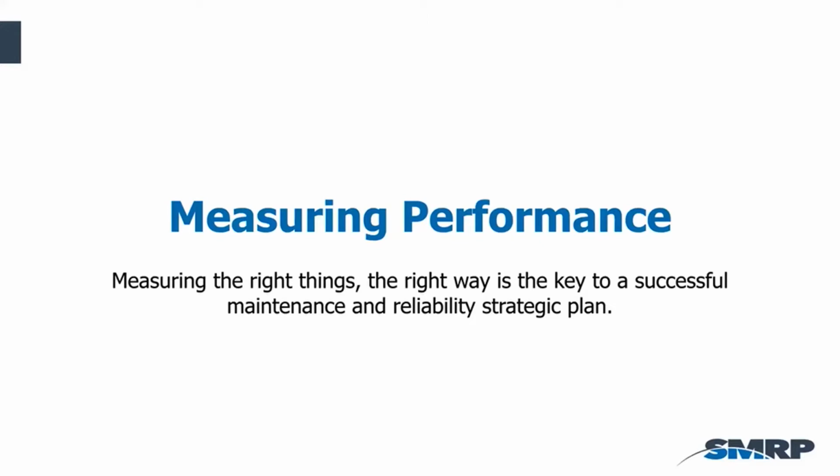So now you've gone through with a strategic plan, you've come up with what you're going to put in place, you've come up with the communication plan, and now you've been running through those projects and working towards those objectives. So now we have to be able to measure performance. So measuring the right things the right way is key to a successful maintenance and reliability strategic plan.